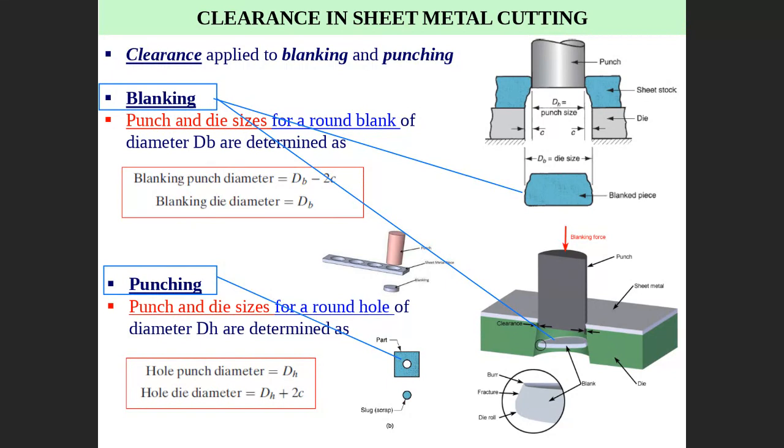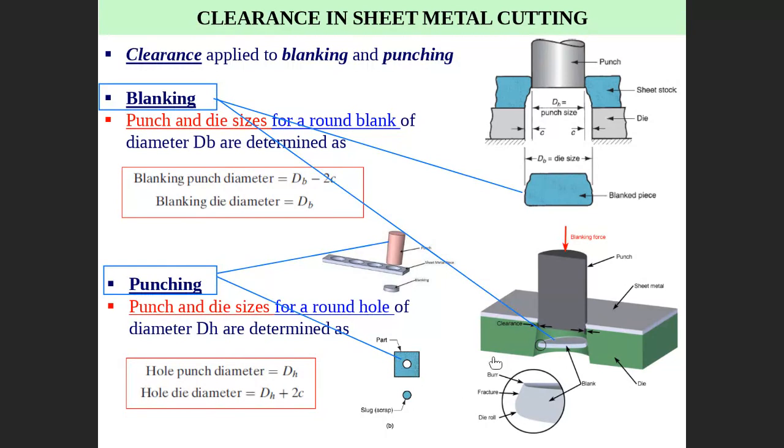Be smart: punching is a punch, and blanking is a blank. Always, blanking is a blank, and punching is a punch. When I say I would like to punch 150 millimeter or 100 millimeter, it means the diameter of the hole equals the diameter of the punch, because the punch creates the hole. The diameter of the punch is the diameter of the hole.